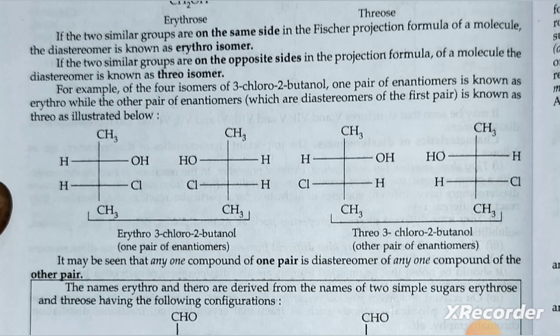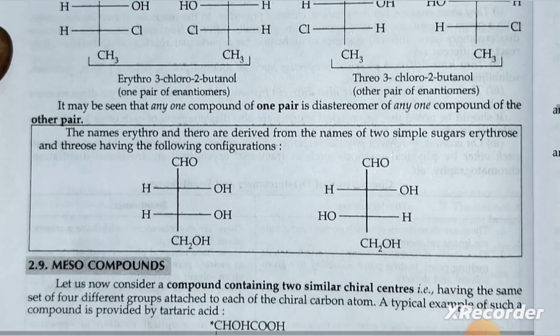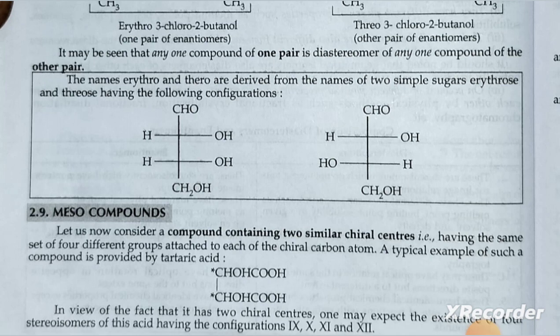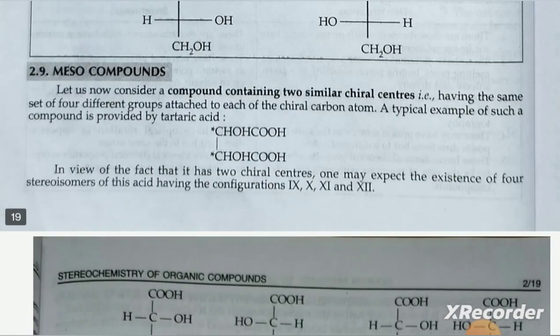It may be seen that any one compound of one pair is a diastereomer of any one compound of the other pair. The names erythro and threo are derived from the names of two simple sugars, erythrose and threose, having the following configurations. Meso compound. Let us now consider a compound containing two similar chiral centers. It means having the same set of four different groups attached to each of the chiral carbon atoms. A typical example of such a compound is provided by tartaric acid.